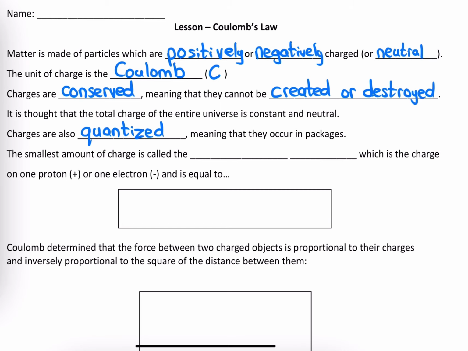So that's what we mean when we say it's quantized. Charge occurs in packages. The positive package is one proton, the negative package is one electron, and I can have multiple packages, but I can't have half of a package or a fraction of one of those packages. So the charge in one of these packages is the smallest amount of charge we can have, and we call it the elementary charge.